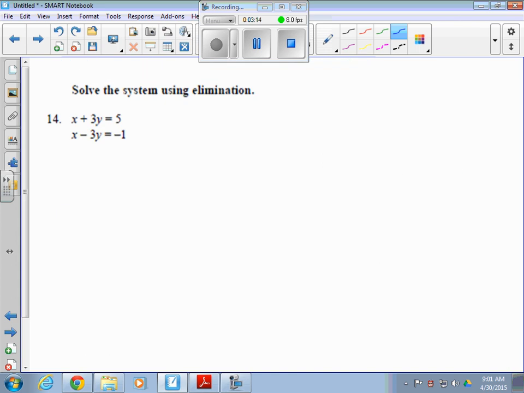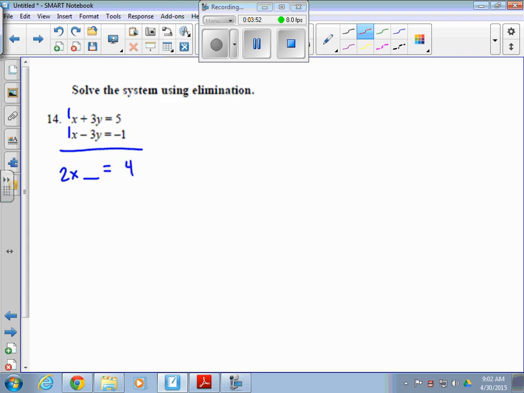Number 14 says to solve this system using elimination. So same method as the last problem, except the system's already written for you. The reason it's best to use elimination with this one, again, is because everything's stacked on top of each other: x is on top of x, y is on top of y's, constants on top of constants. But not only that, you have opposite terms, 3y and negative 3y. So when we combine 1x and 1x, we have 2x's. When we combined 3y and negative 3y, we eliminated the y's. That was the goal. And when we combine 5 and negative 1, we get 4.